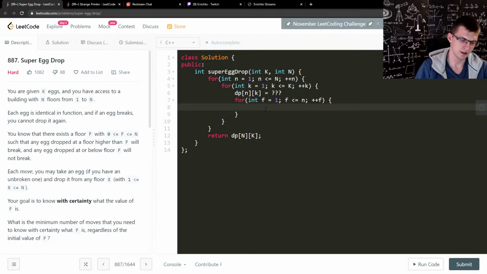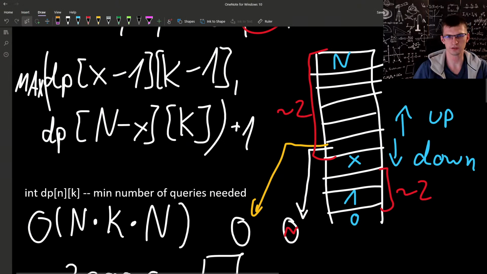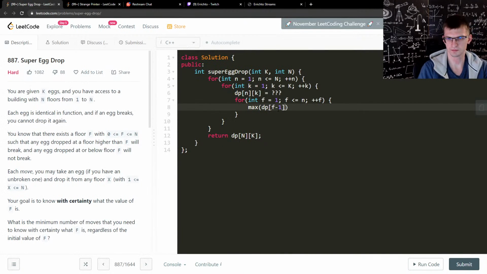For every floor, I consider moving to a state with, let's take a look at the drawing, I need to rewrite this. x is f, the floor. dp of x minus 1, k minus 1. This is if my egg cracks, then the number of eggs decreases, and now I have the bottom floors to investigate. Comma, dp of n minus f, k. If it doesn't crack, the number of eggs stays the same, and I have some floors above to investigate.